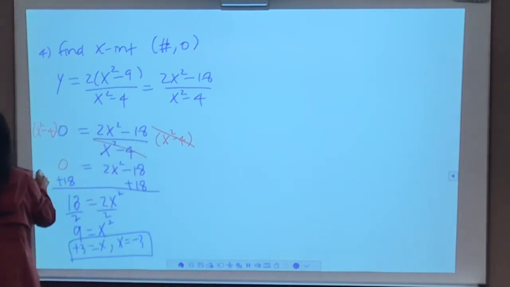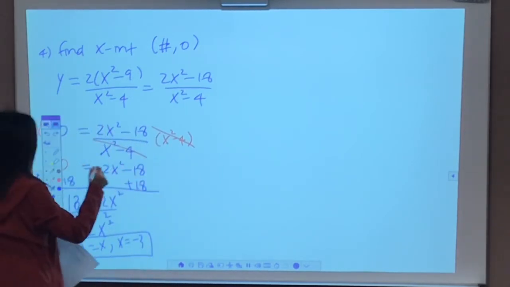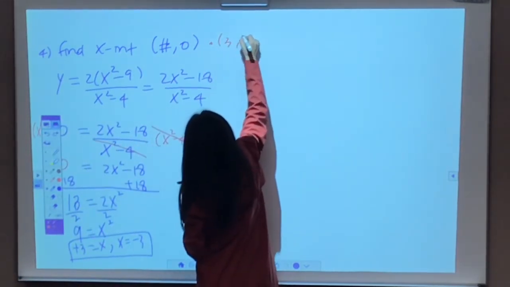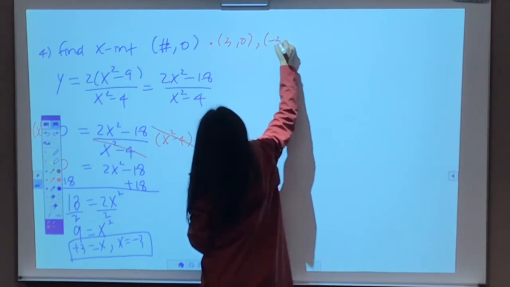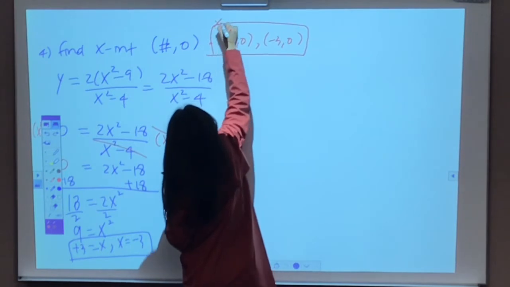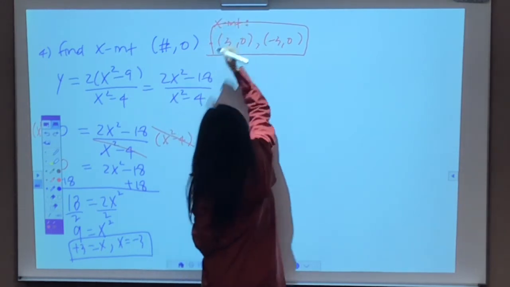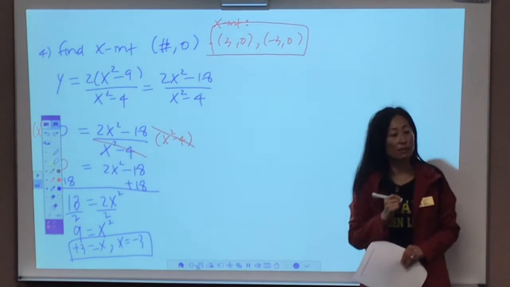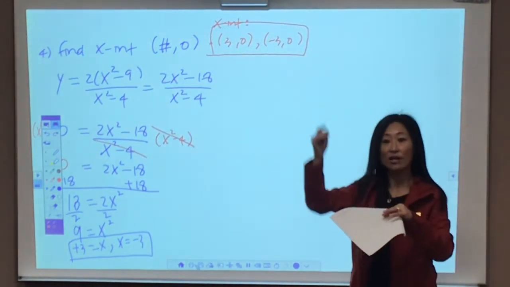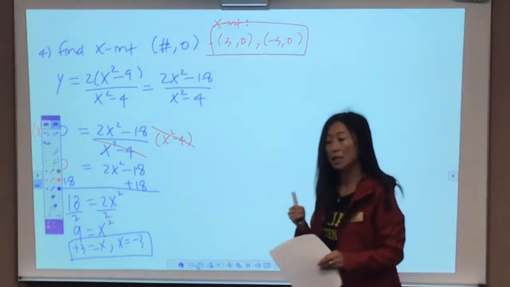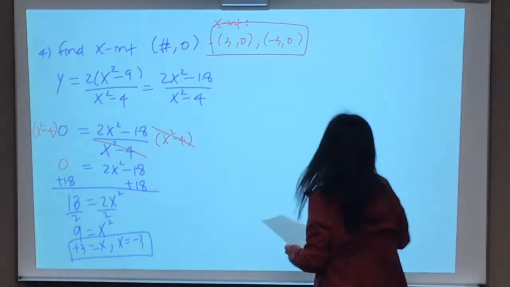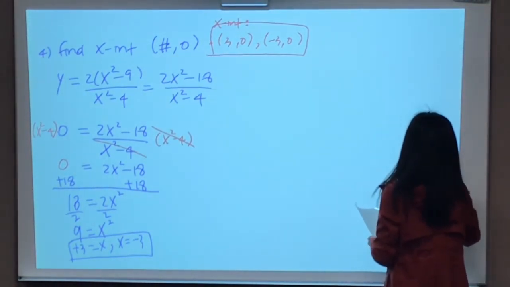So what is your x-intercept? I have 2 points. So the x-intercept is 3, 0, and then negative 3, 0. That's your x-intercept. Is everybody with me? So the x-intercept has 2 values, right? X value and then y value. It's a point. So this is step 4. Now let's move on to step 5.